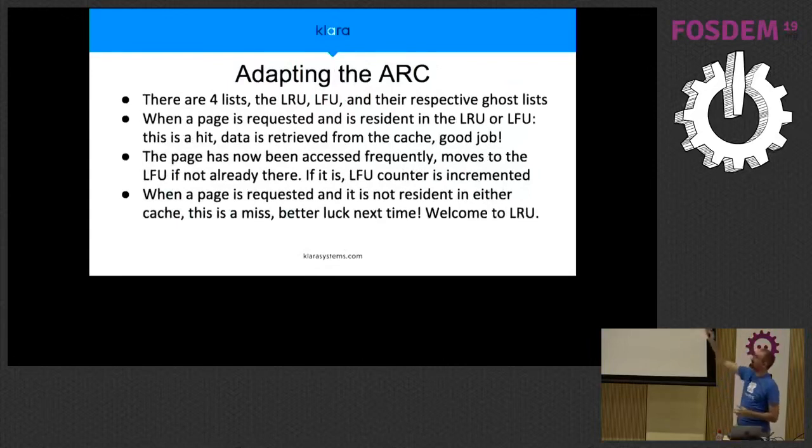So we have the four lists, the LRU and LFU, and each of those also has the ghost list, which doesn't contain any data, but just has a list of the hashes of things that we've recently evicted from the cache. So if we request a page and it happens to be in the LRU or LFU cache, then that's a hit. We can pull the data out of RAM instead of having to go to the slow disk, and the cache has done exactly what its job is, to provide faster access to that data.